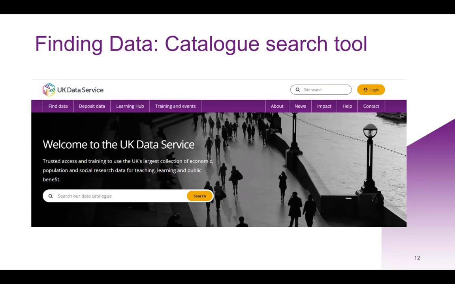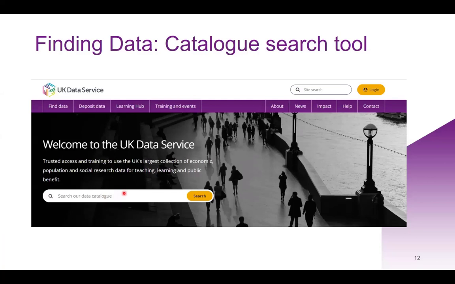So the first way of searching and finding data is by using our catalog search tool. The catalog search box can be found by visiting our website homepage at www.ukdataservice.ac.uk. On the homepage, you can navigate to find data. You will immediately see the catalog search box. When you scroll down, you'll see the search data catalog.